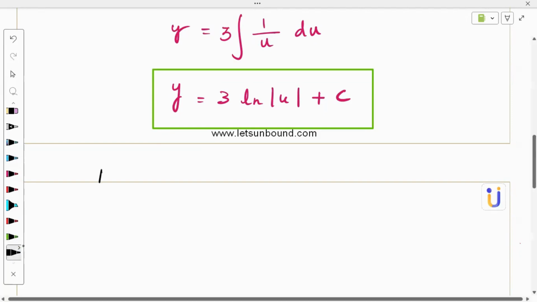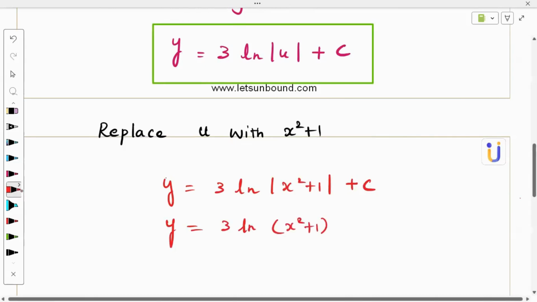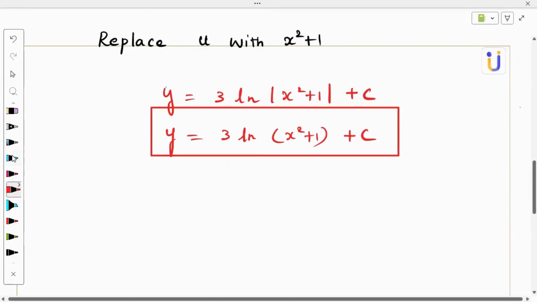So replace u with whatever we substituted. We replaced it with x square plus 1. So this will become y is equal to 3 ln modulus x square plus 1 plus c. Also, we can ignore the modulus here because x square plus 1 is itself positive, so that's fine. No need of that modulus. So we got it, and still c is a problem. Let's find c.